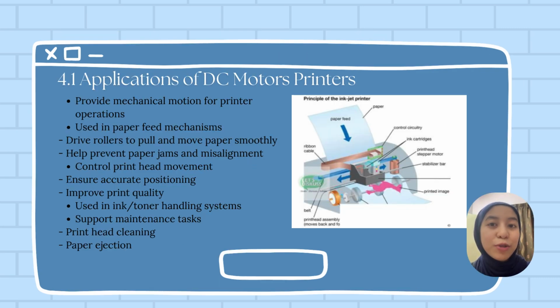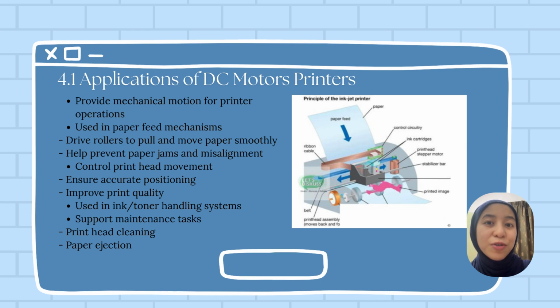DC motors are important components in printers because they provide the mechanical motion required for printing operations. One of the main applications of DC motors in printers is the paper feed mechanism. The motor drives the rollers to pull paper from the tray and move it smoothly through the printer. Proper control of the motor speed helps to prevent paper jams and ensures correct paper alignment.